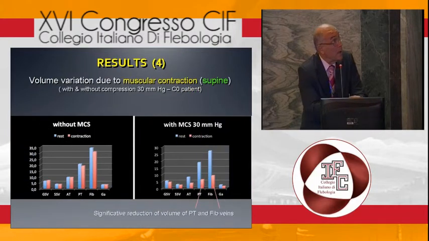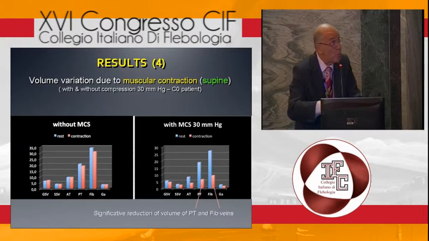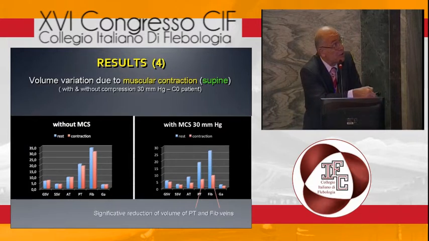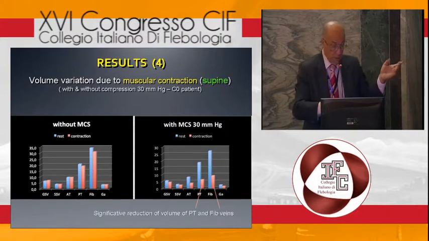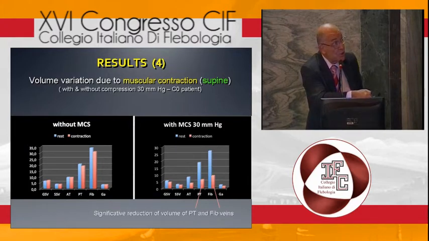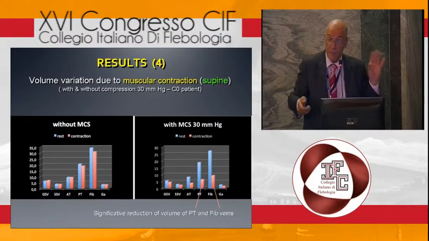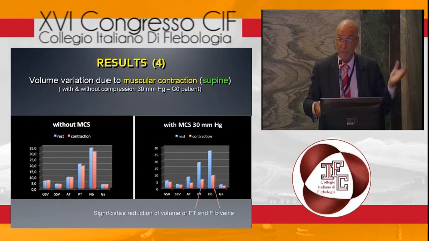Now, what is the effect of muscular contraction in supine, not in standing, just in supine? You see in this group, this is a C0 patient, you have an effect of contraction which is observed without compression, that is a reduction of the deep system. This is due to muscular contraction. But on the right side, you can see with 30 millimeters of mercury compression, you have a much more important reduction of caliber of the deep veins. This is the effect of compression. It is increasing the effect of the muscular contraction.